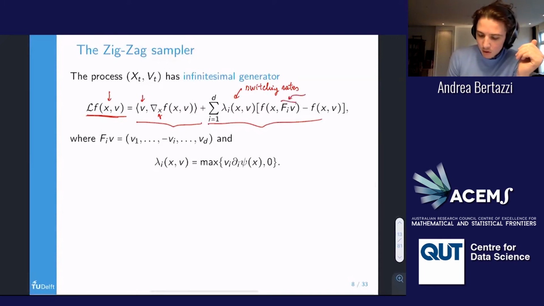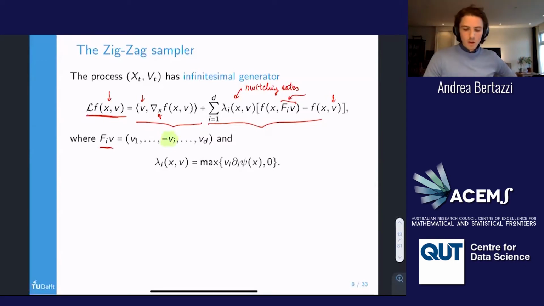And then we have what happens if the clock rings. We see that v becomes F_i of v, and F_i is just an operator that flips the ith component of the velocity. So we change the sign of the ith component. And the reason why we have a sum is just because we have d components, so this can happen for each component. And this is the generator of the zigzag process.